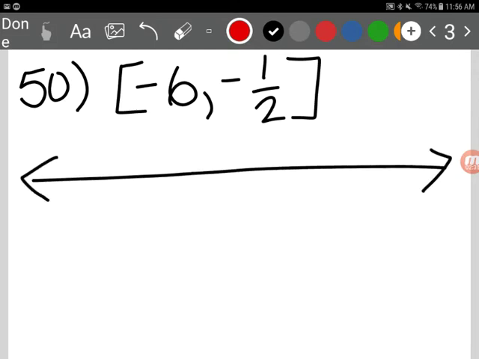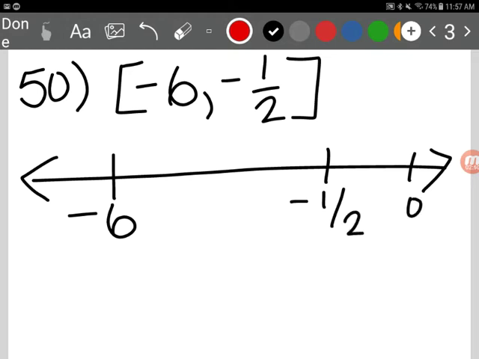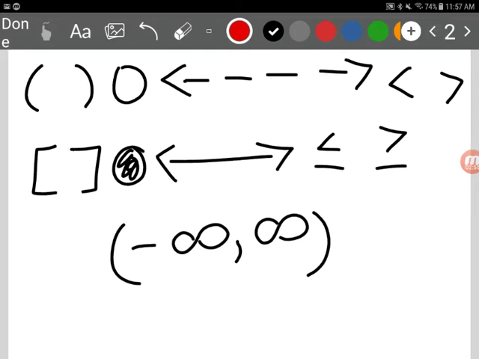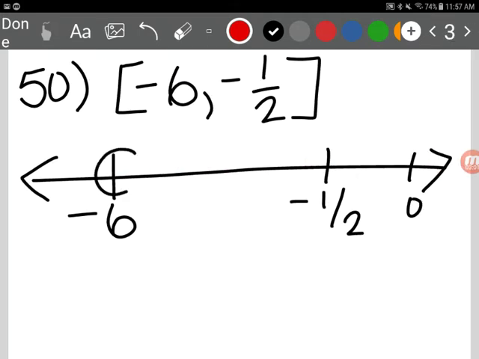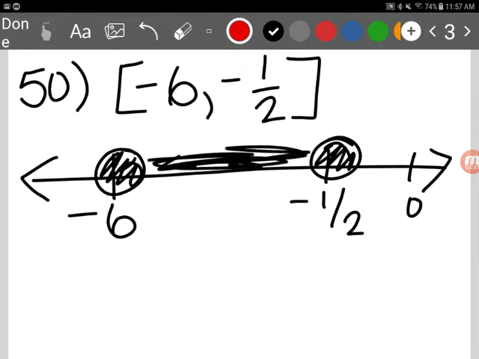When I graph it, I want to see that -6, and I know that's going to be to the left of 0. And then I want to see that -1/2, which is also to the left of 0. If I need to distinguish that, I can put a little 0 right here to know that these two numbers are to the left of 0. Now, thinking back to our previous note, if I see brackets, I'm going to have a closed circle. So I'm going to have a closed circle on -6, and also a closed circle on -1/2. This is a compound or double inequality, so I'm going to shade in between.